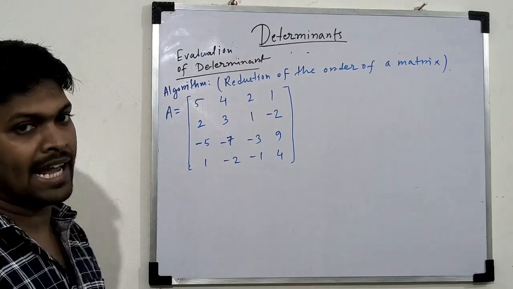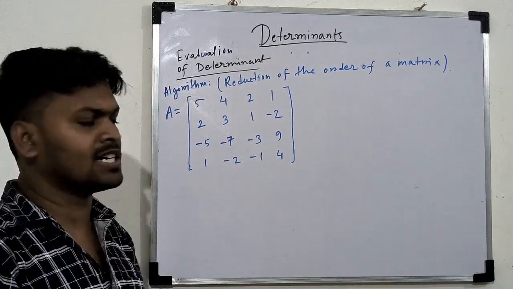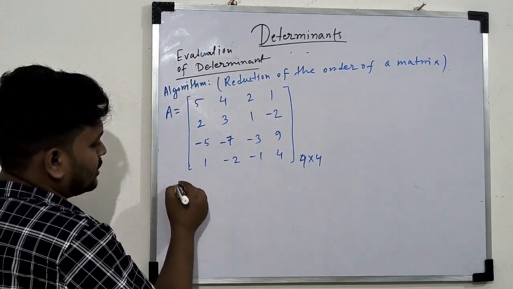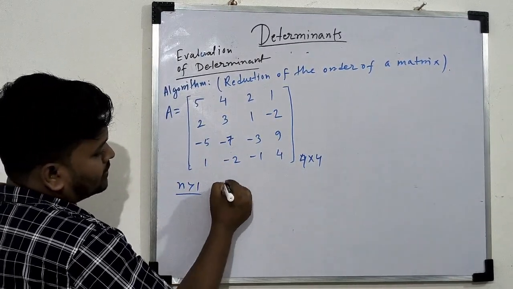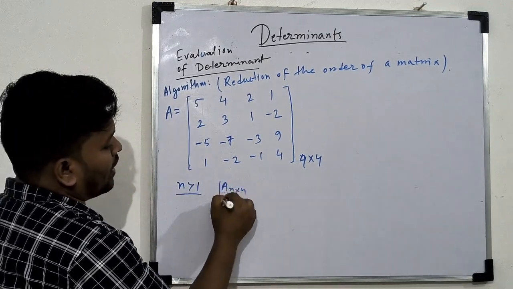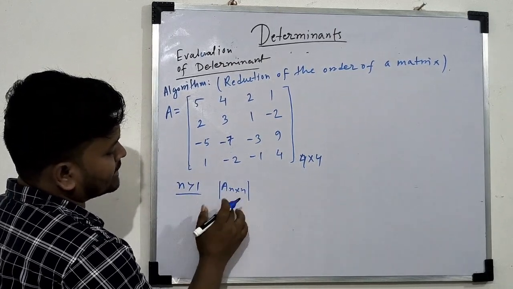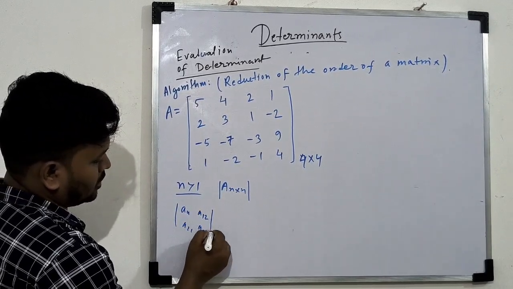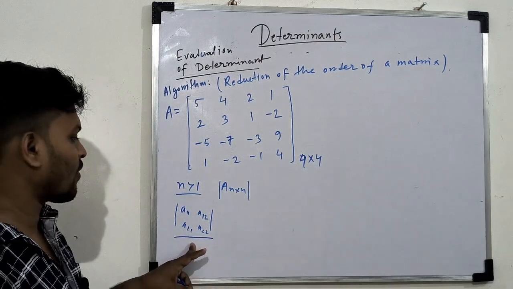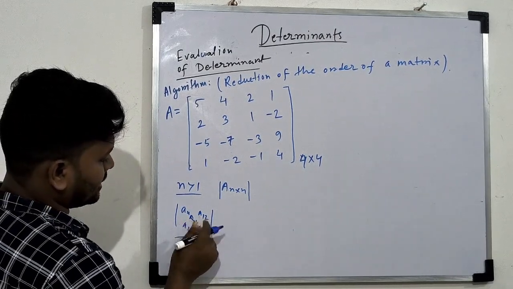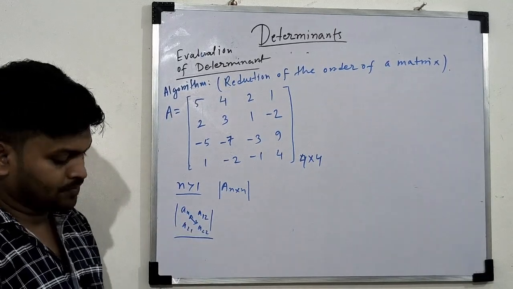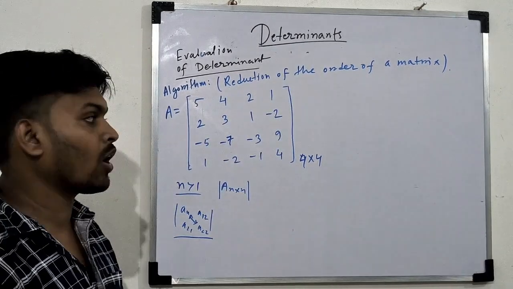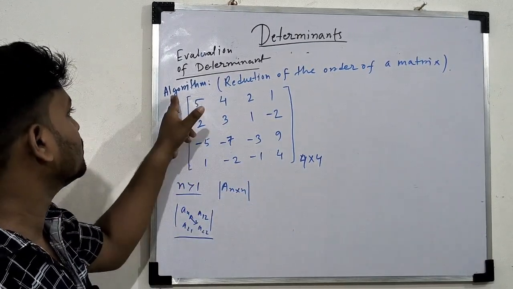Now we'll discuss an algorithm for finding the determinant of a matrix whose order is more than 3. Generally, for n greater than 1, we can use this algorithm to find the determinant of a square matrix of order n. A 2 cross 2 matrix is the simplest matrix, from which we can simply find the determinant: multiply this diagonal minus multiply this. So we will always try to convert a bigger order matrix into a smaller order matrix, and for this we use this algorithm.